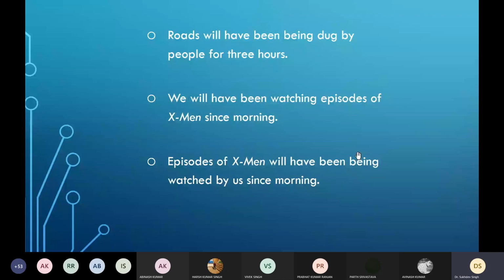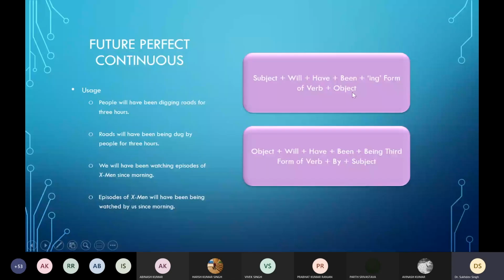And after that, we add being, and then ing form is converted into the third form, watched, and we, as already discussed, is converted into passive as us. We add by and then place we over here as us, and then because morning is a confirmed time, that's why since morning. So we will have been watching episodes of X-Men since morning is converted into passive voice: Episodes of X-Men will have been being watched by us since morning.